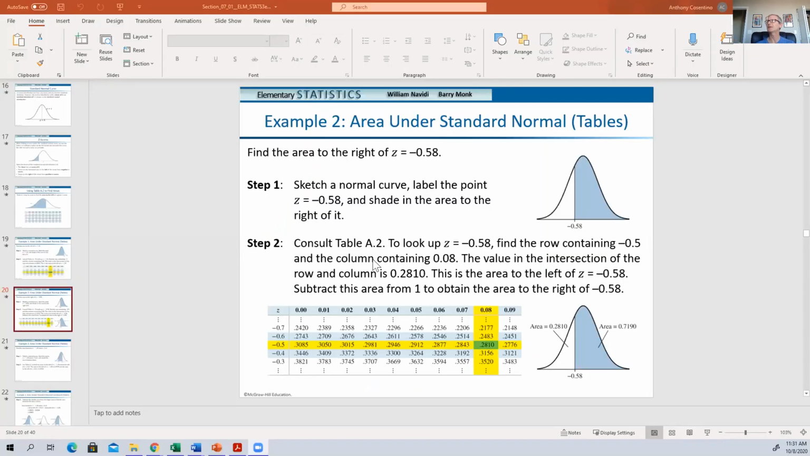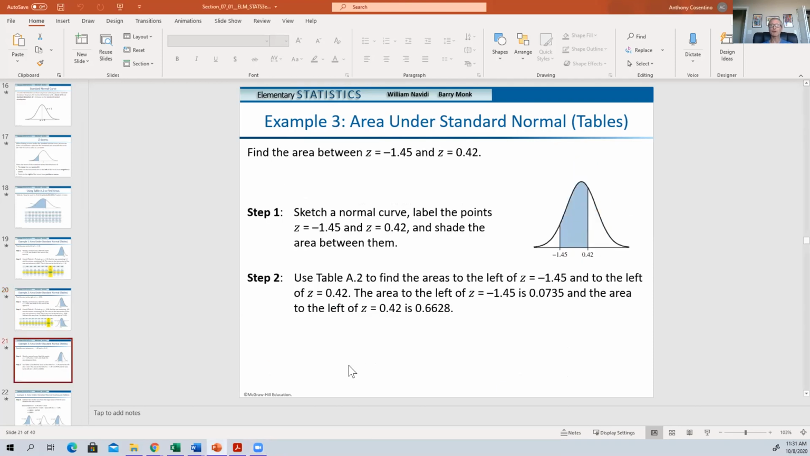Now if we do this idea of the area above, as I pointed out before, you take the area that you get in the table and you always subtract it from 1. So again, looking at this table, for minus 0.58, this is the first decimal and across is the second decimal. You read that value and you get 0.2810. So below that would be 0.2810. If you go above that, it would be 1 minus that, and if you did that calculation, you would get 0.719.